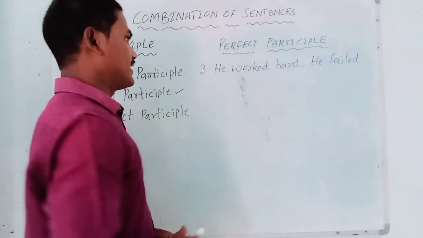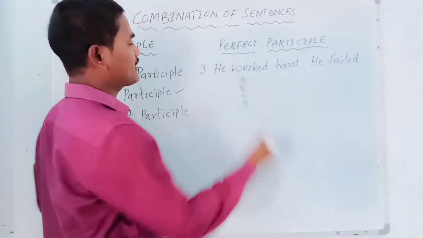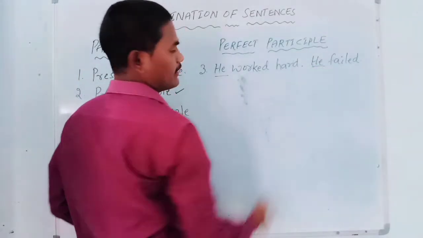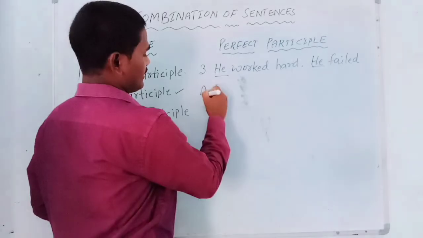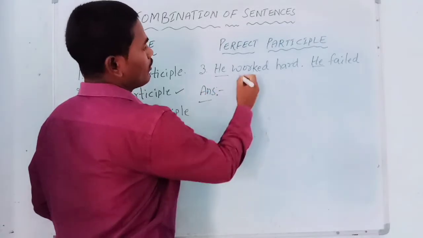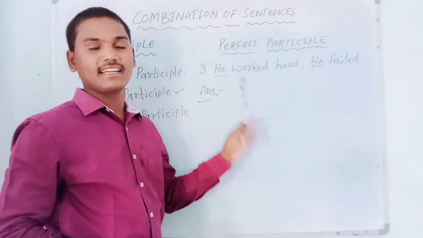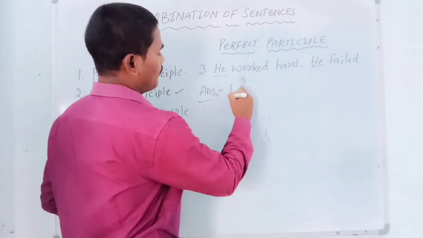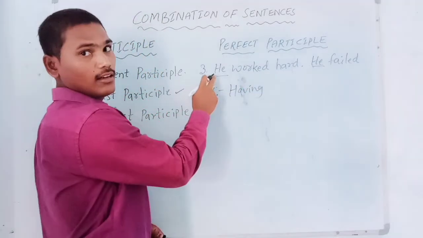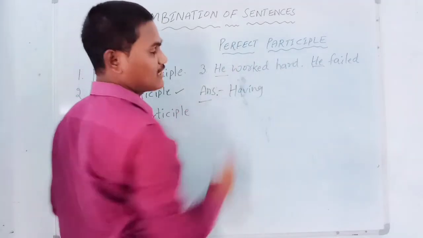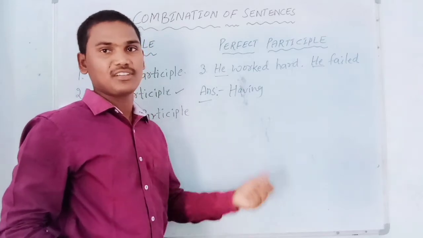Now look at the third example. He worked hard, he failed. The subjects are he and he. Both are the same. That's why we need to remove one subject in the first sentence. So the answer is going to be: worked. It is the V2 form. But in the answer, what should we write? Having plus V3. So first, having. Because we are removing this subject he, as both subjects are the same, we are going to write the subject in the second sentence, not in the first sentence.